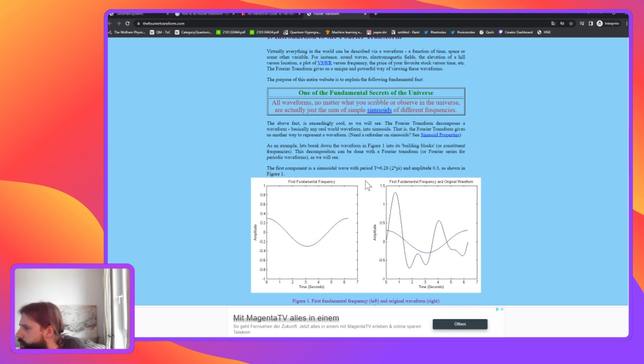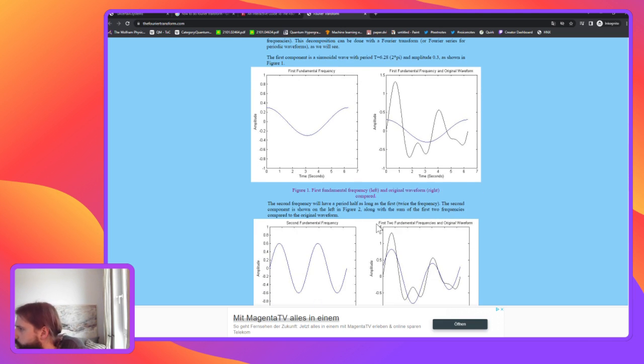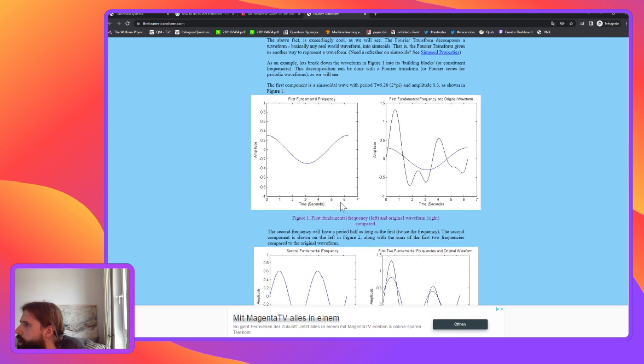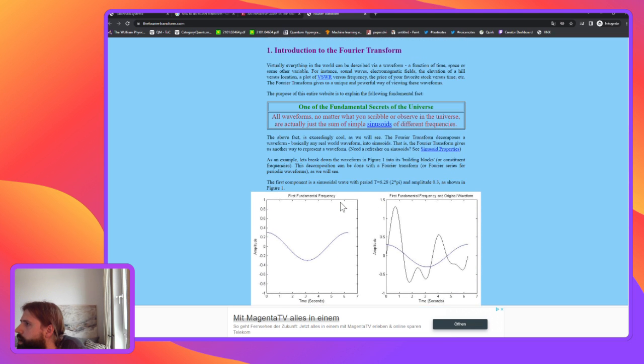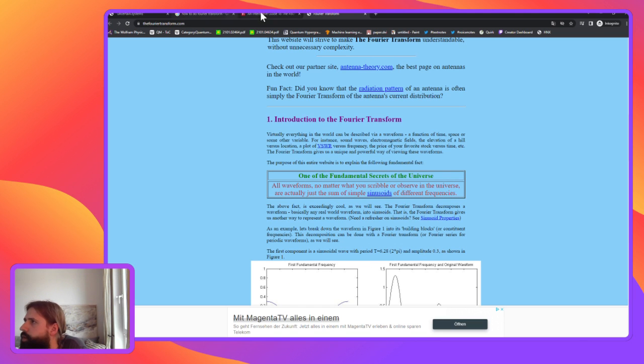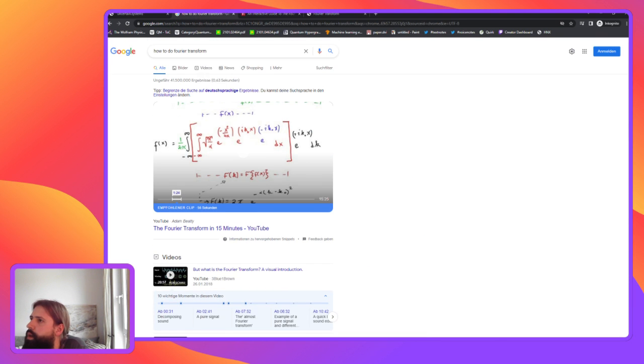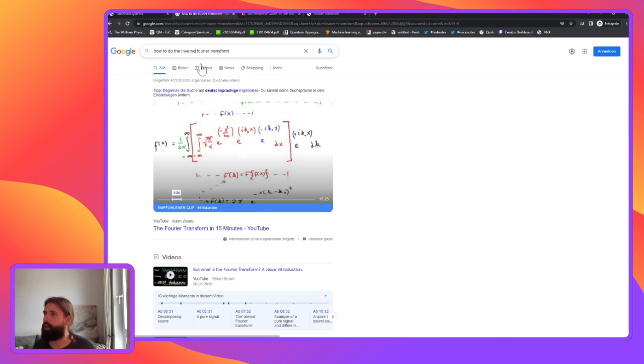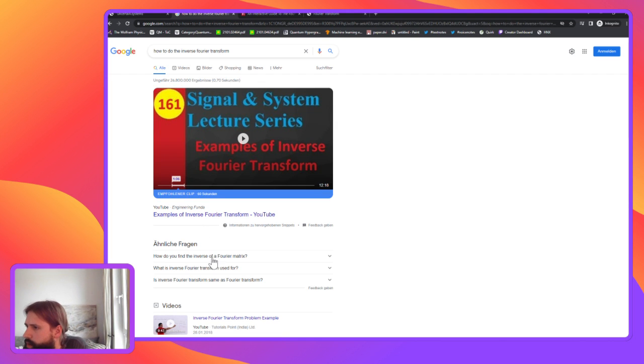I don't want a long introduction. I want to kind of get to the gist of it. And actually, I want to do the inverse, right? How to do the inverse Fourier transform.